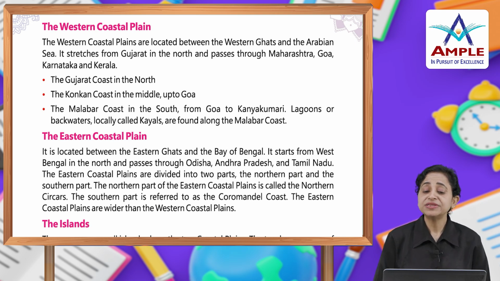The eastern coastal plains are divided into two parts, the northern part and the southern part. The northern part of the eastern coastal plain is called the Northern Circars. The southern part is referred to as the Coromandel coast. The eastern coastal plain is wider than the western coastal plain. दोनों में यही difference है कि ये wider है.